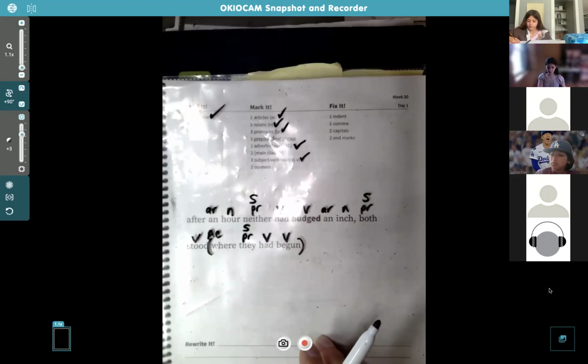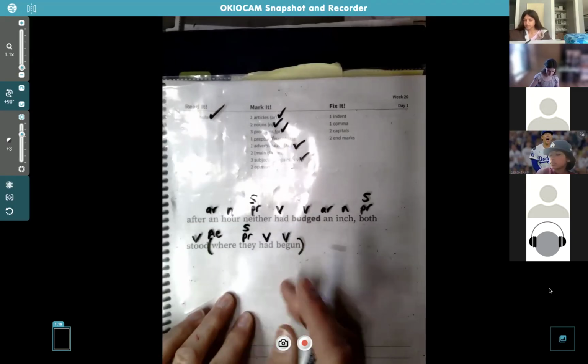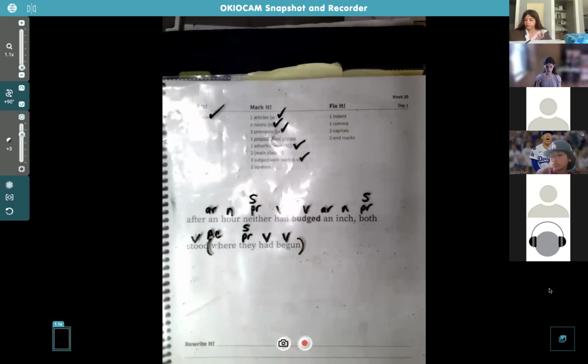Okay, Dominic, what do you think? They have to have a subject-verb pair. There's two of them in here. And it's not going to be part of the adverb clause. What do you think?